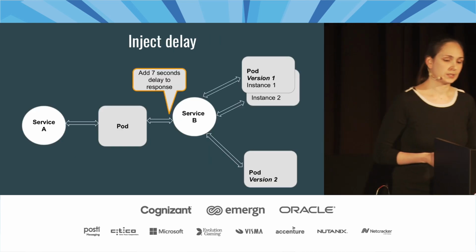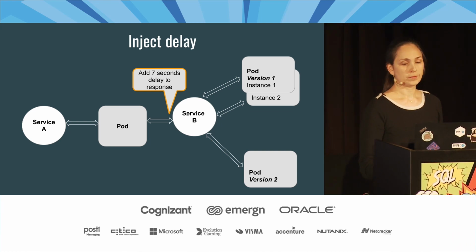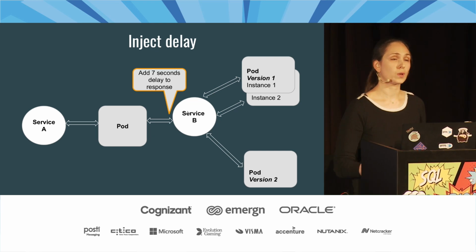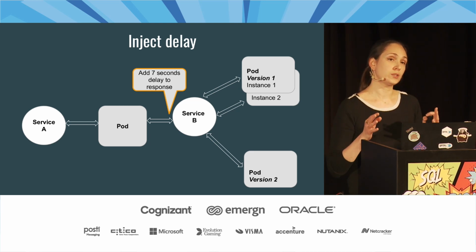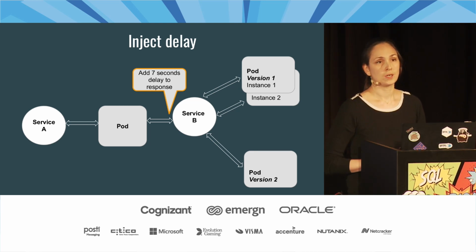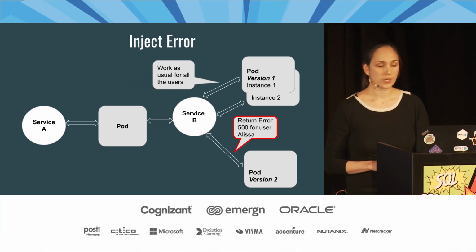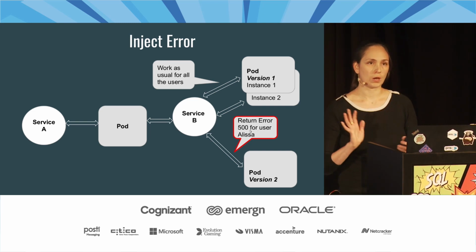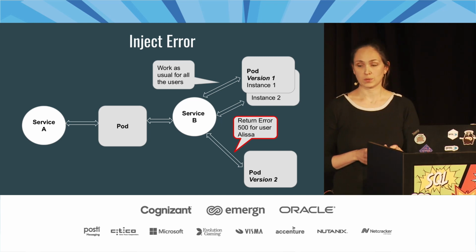And this is, for example, how it might work. If I would like to test something with delay, I can inject delay to service B, and that means that whoever is calling service B will receive the response, the duration of how much it will take, plus 7 seconds of delay. And in case of error injection, I might say that user Alissa is going to get a 500 error, and the rest of the users are going to work as usual. And I will show an example with Kiali, how it looks, later on.